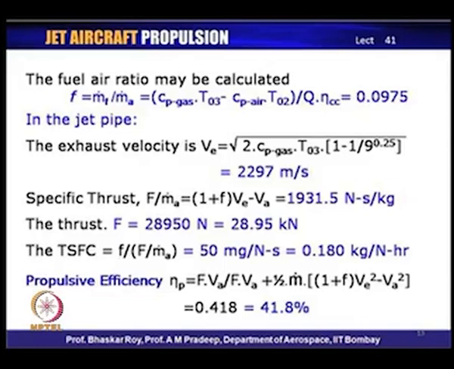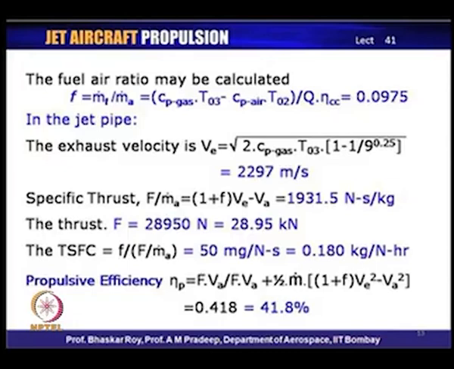Now, using this, you remember across the jet pipe, the pressure ratio would be the same as what is prescribed to you for the combustion chamber. So, across the jet pipe, the same pressure ratio is valid or active, and using that you get a velocity which is 2297 meters per second.